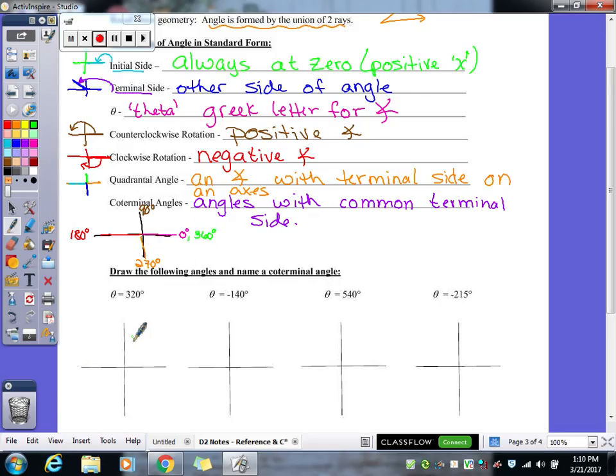And then 360 shares that side with 0. And then it keeps going because you can have angles that are greater than 360. It just keeps going in those increments of 90.